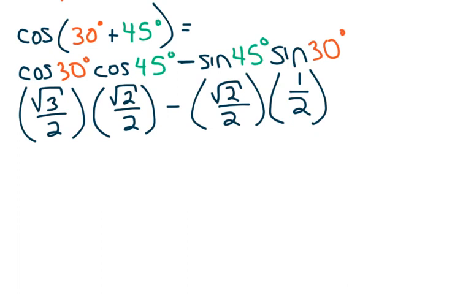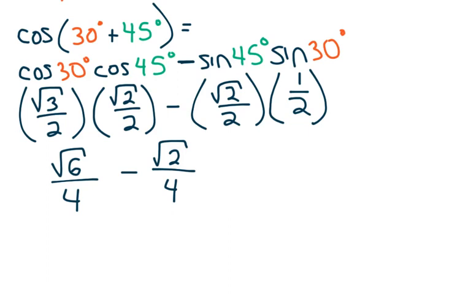Alright, so let's finish this out. All we got to do is multiply these together. So when I have two fractions, I just multiply across the top and across the bottom. Alright, well, root 3 times root 2 is square root of 6. And 2 times 2 is 4. Root 2 times 1 is root 2. And then 2 times 2 is 4.